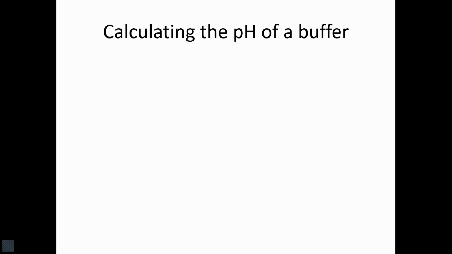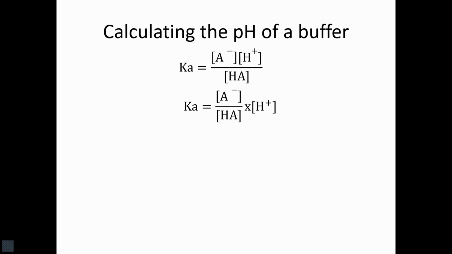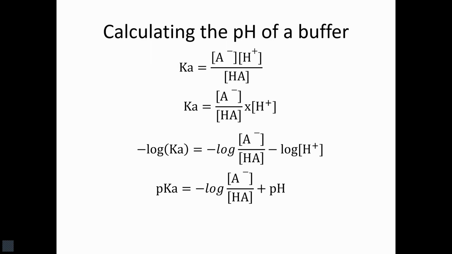So how can we rearrange this to be able to talk about pH of a buffer? We can take that Ka expression and do 10 to the minus on both sides. So we can separate it into the two parts, the one term being the A minus over HA term and the H plus term. We take minus the log of each of those terms, which makes each of those a P term. So minus log of something is P of that. So it becomes pKa equals minus log of A minus over HA plus pH.